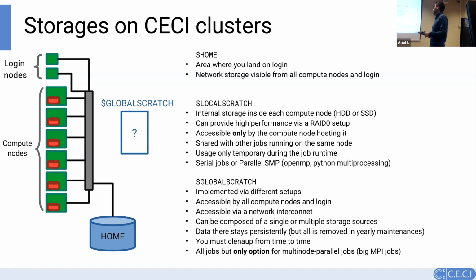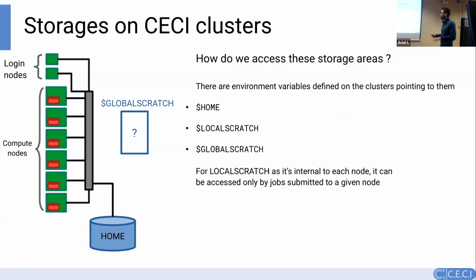And yeah, this target storage area will actually be the only option for big MPI jobs. For MPI jobs using multiple nodes, your only possibility is to do all your I/O there. You will have the home accessible, as I said, but you must never use the home for doing I/O of big jobs, because you can easily get the home access saturated, and then all users of the cluster won't be able to do even an ls of their home.